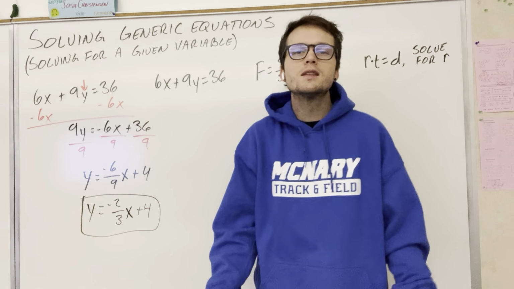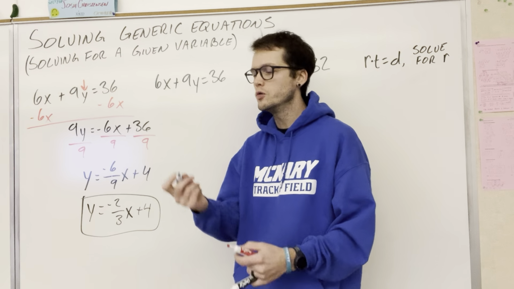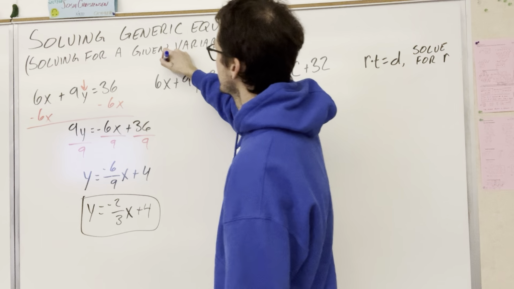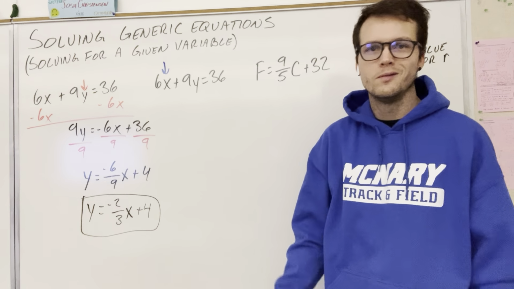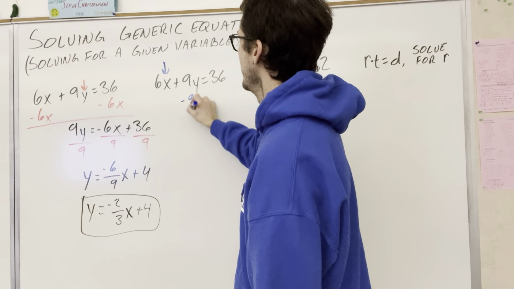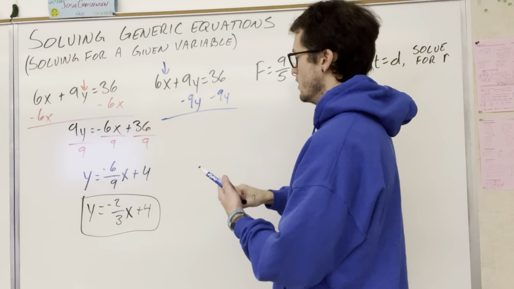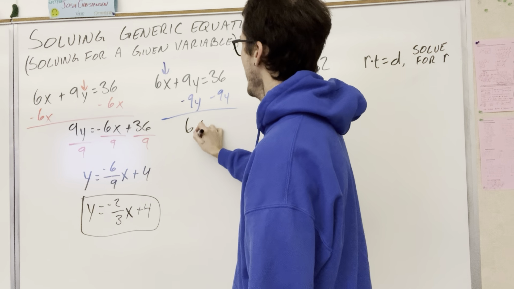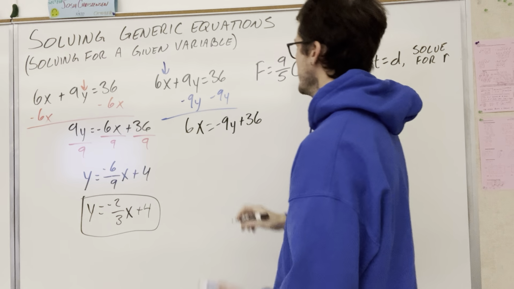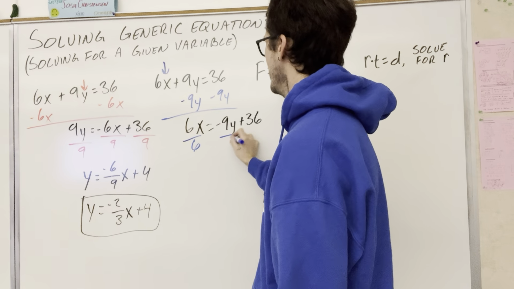Well, let's say for some reason you want to solve this equation for x. I don't know what the circumstances would be, but we can do it. So same exact equation, 6x plus 9y equals 36. Now I'm interested in finding out what x equals. So this time we're going to subtract 9y from both sides. And when we do so, we see that 6x equals negative 9y plus 36. Keep going. Divide both sides by 6.